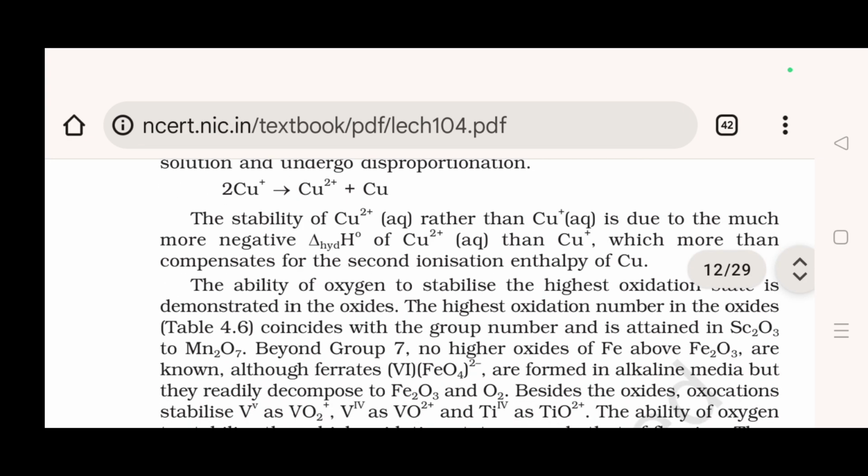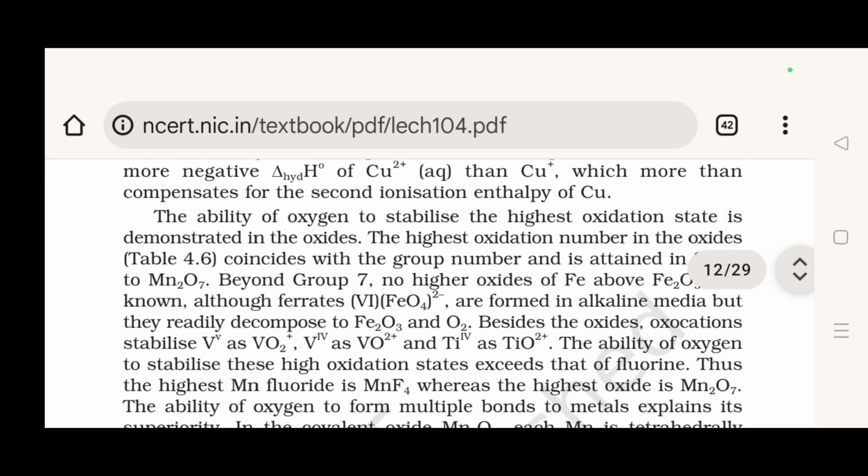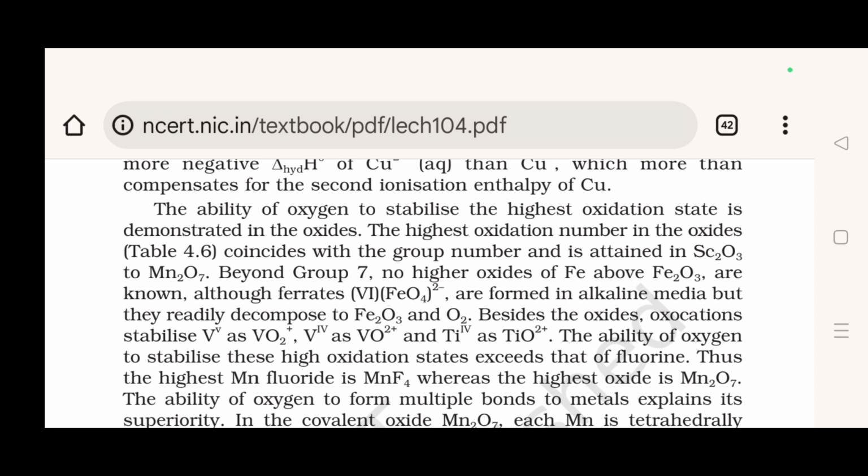The ability of oxygen to stabilize the highest oxidation state is demonstrated in the oxides. The highest oxidation number in the oxides coincides with the group number and is attained from Sc2O3 to Mn2O7. Beyond group 7, no higher oxides of iron above Fe2O3 are known, although ferrates, FeO4 2-, are formed in alkaline media, but they readily decompose to Fe2O3 and O2.